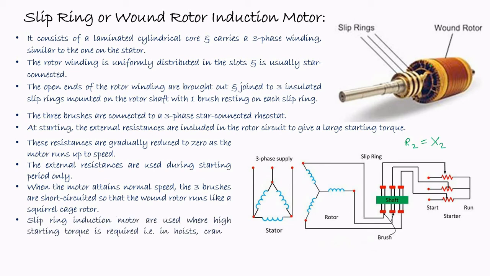As in this type of motor, we can get the high starting torque. Therefore, this type of motors are preferred in hoist, crane, elevator, electric train, etc. There, this type of motor can be used.